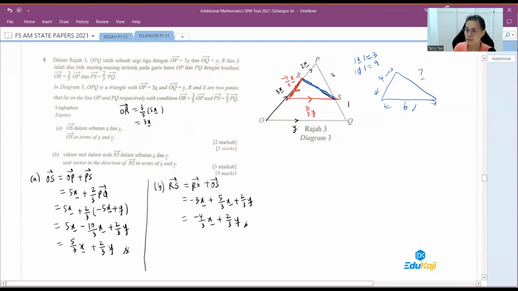Can you find this thing, RS? No, you can't. Why? Because you don't know this angle. Unless this angle is given. Say the angle between them is 45 degrees. Can we find RS now? Yes, we use the cosine rule. RS squared is 4 squared plus 6 squared minus 2 times 4 times 6 times cos 45. Then there's a square here, I square root it, and I find RS. Then I get the magnitude of RS. Then I take this vector and divide by the magnitude.